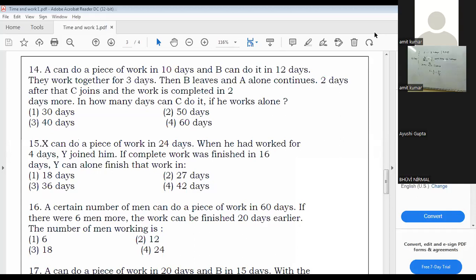If X can do a piece of work in 24 days, when he had worked for 6 days, it means he had completed 1/6 part of the work. Then Y joins him. If the complete work was finished in 16 days, how many days did they work together? X plus Y was working for 14 days. The whole work was finished in 16 days, so the remaining days were 12. So for 12 days X plus Y was working, and they had completed 5/6 of the work. Is it so?